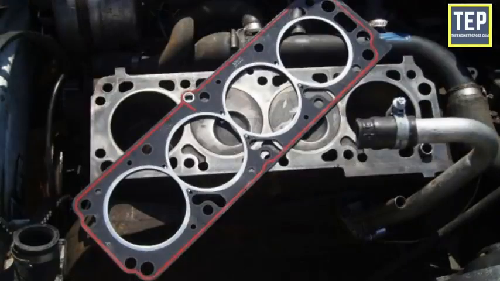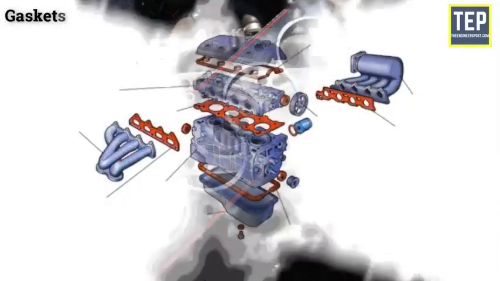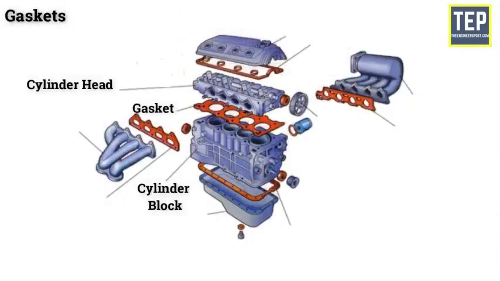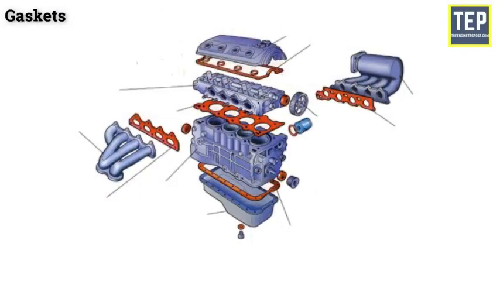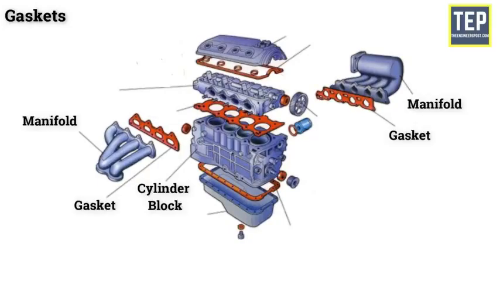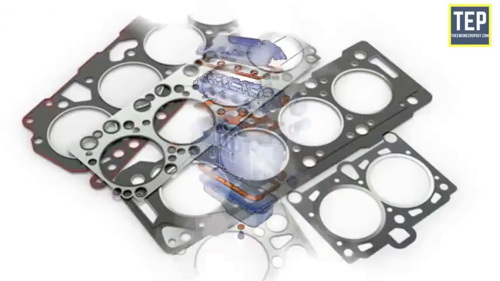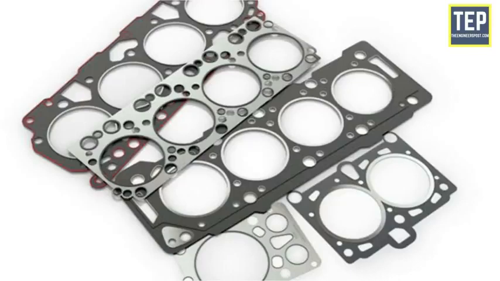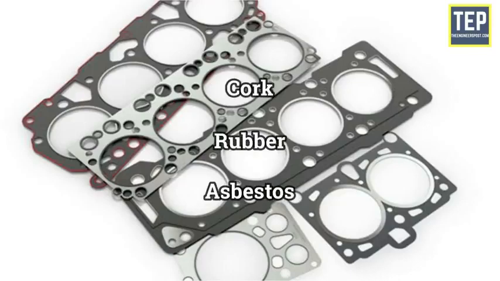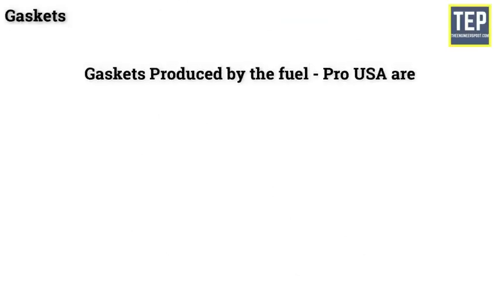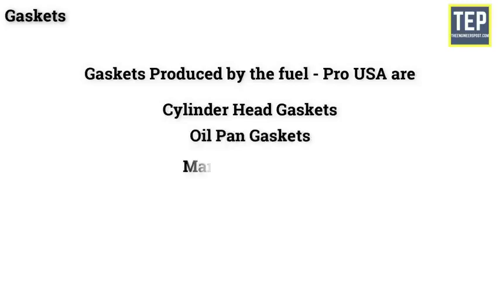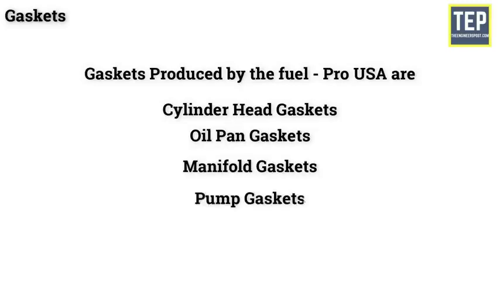Gaskets. Gaskets are used to provide a tight-fitting joint between two surfaces. Gaskets are found in the joint between the cylinder head and the cylinder block, between the crankcase and oil pan, and in between the cylinder block and manifold. Materials used for gaskets are cork, asbestos, rubber. Gaskets produced by Fuel Pro USA are cylinder head gaskets, oil pan gaskets, manifold gaskets, and pump gaskets.